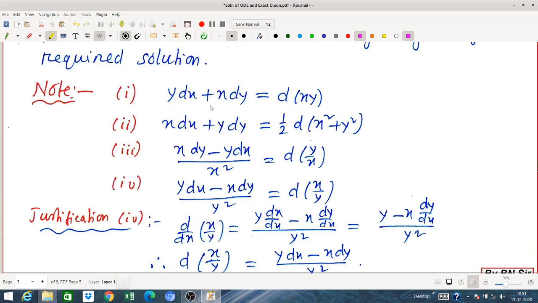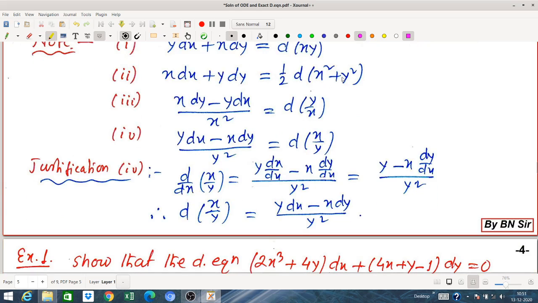Remember these results. y dx plus x dy is d of xy. You can find d/dx of x into y, and cross etc. You will get the result. And here d of (x square plus y square), if we find, it will be 2x dx plus 2y dy, obviously.